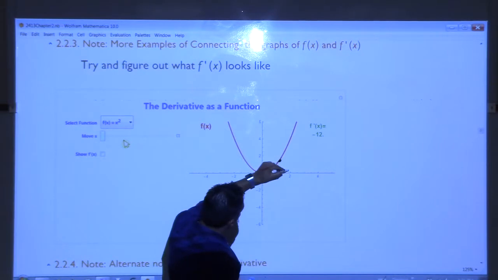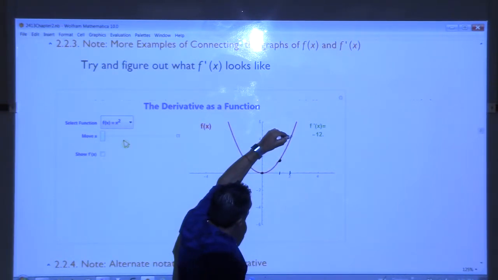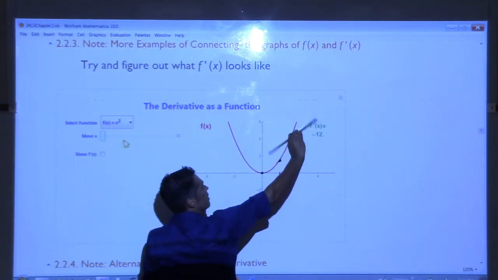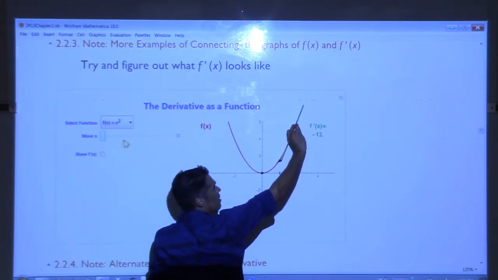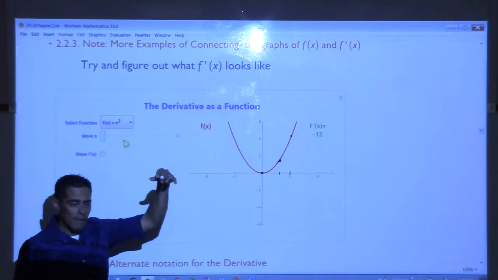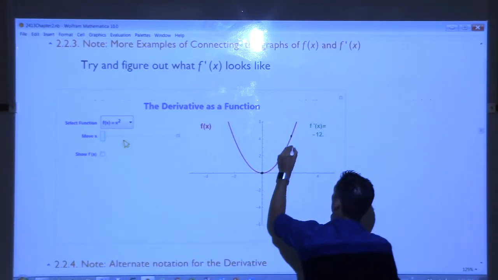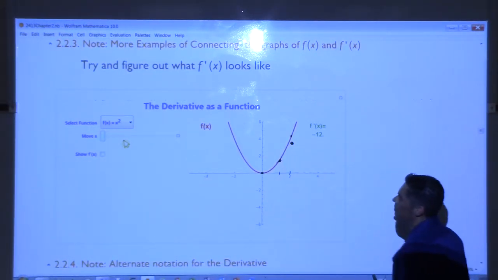What about if I pick a point over here and go up like that? What's the slope of the tangent line there? It's going to be steeper, isn't it? Steeper than here. Steeper. Which means it's a bigger value. Which means it's going to go up like that.